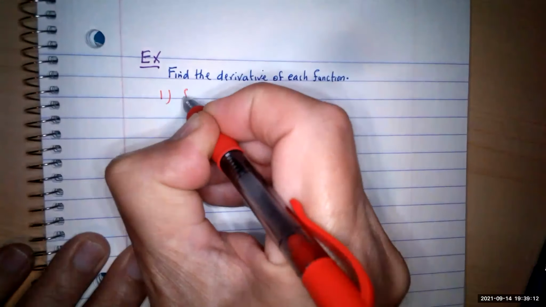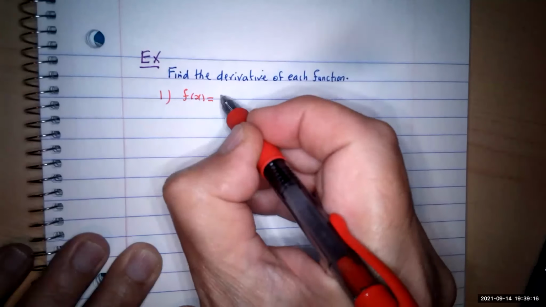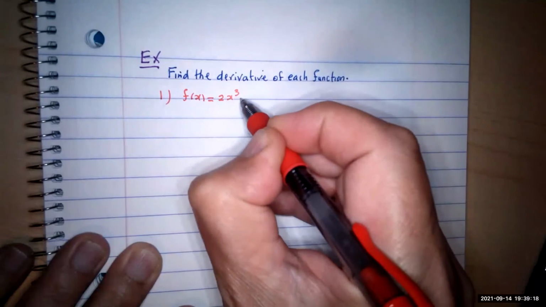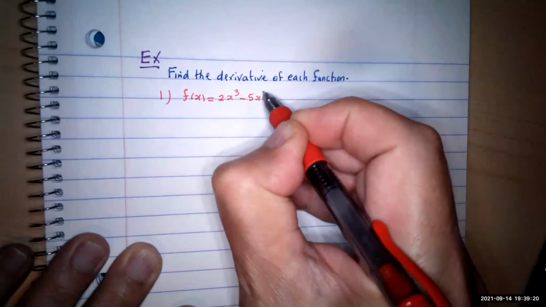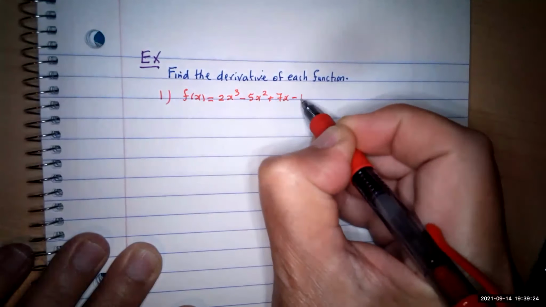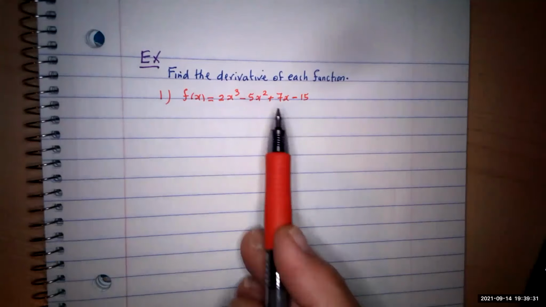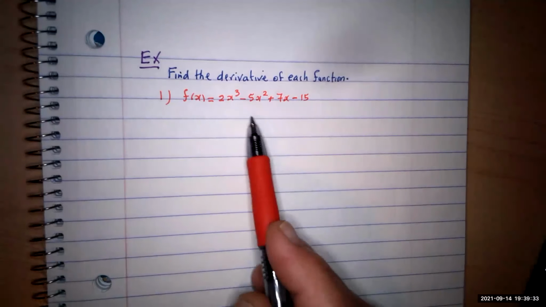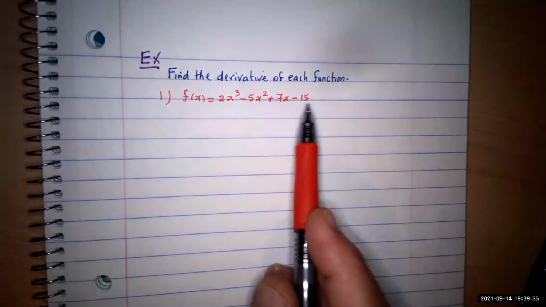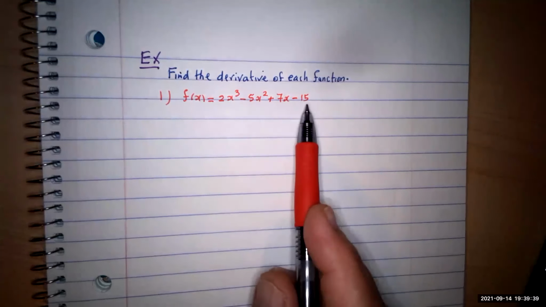F of x equal to 2x cubed minus 5x squared plus 7x minus 15. That's it. You see what we have is a sum and difference of some functions. It's a polynomial, so it's a combination of terms. So 1, 2, 3, 4.